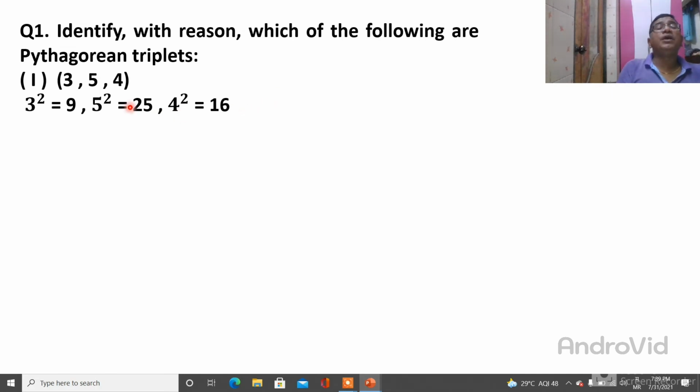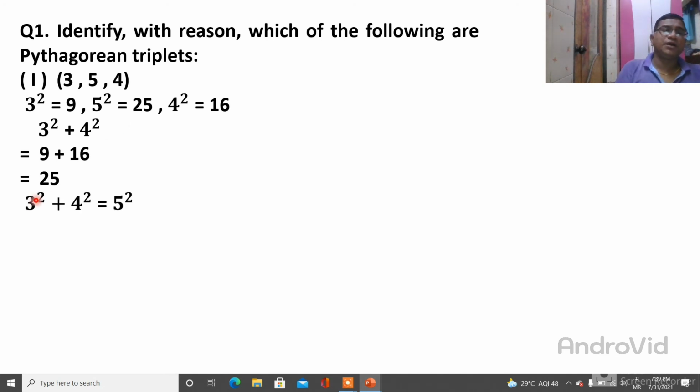The bigger number is 5, its square is 25. So I write here 3 square plus 4 square is equal to what? 3 square is 9, 4 square is 16. 9 plus 16, what do you get? 25. And this is the square of 5. So 3 square plus 4 square is equal to 5 square, meaning the square of the largest number is equal to the sum of the squares of the smaller numbers.